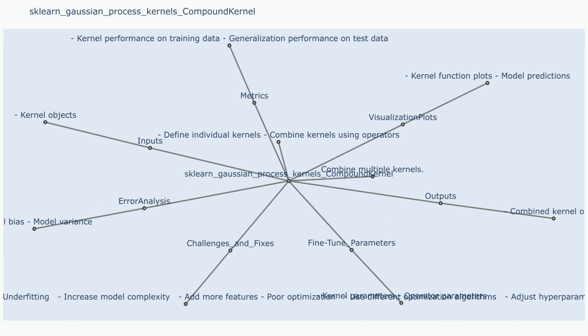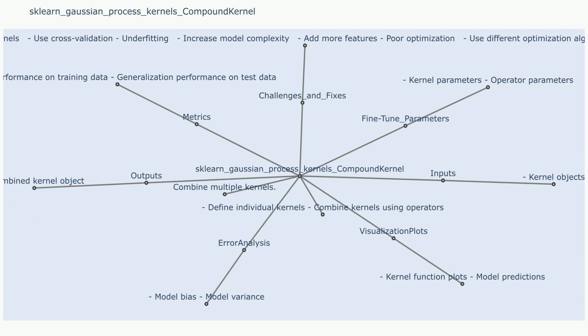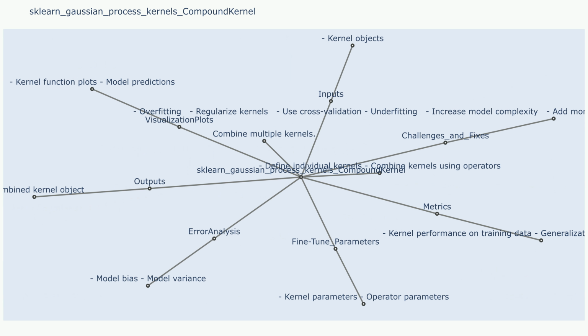Outputs. Combined kernel object. The compound kernel class returns a single kernel object that represents the combined effect of all input kernels. You can use this combined kernel object in your Gaussian process model to make predictions. Kernel weights, optional: if you provided weights as input, the compound kernel class also returns the weights that were applied to each individual kernel.